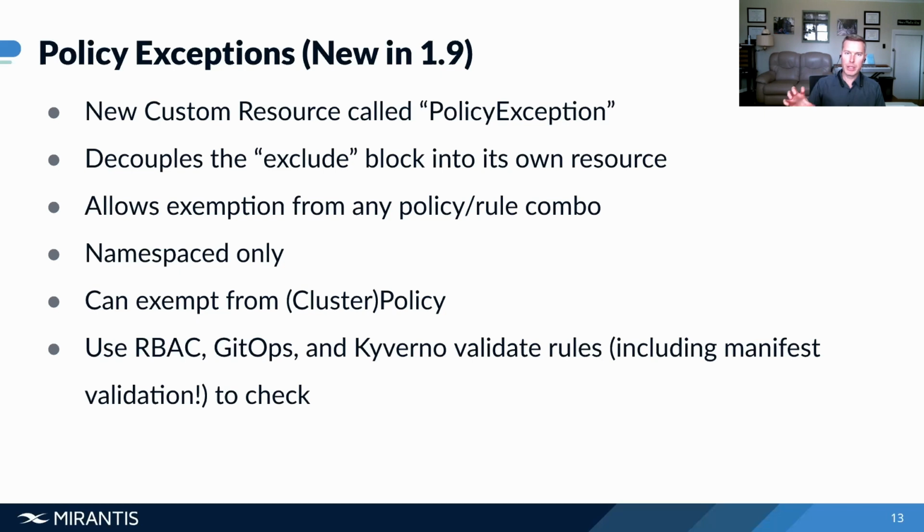So we decoupled the exclude block into its own resource, which allows you to exempt any policy and rule combo based on the presence of a policy exception. These policy exceptions are namespaced, so you have to create them in a namespace. There's no cluster scoped variant, but any policy exception can still exempt something no matter where it is. It's just that you must create it in a specific namespace. You can exempt from a cluster or a cluster policy regardless of what that type is.